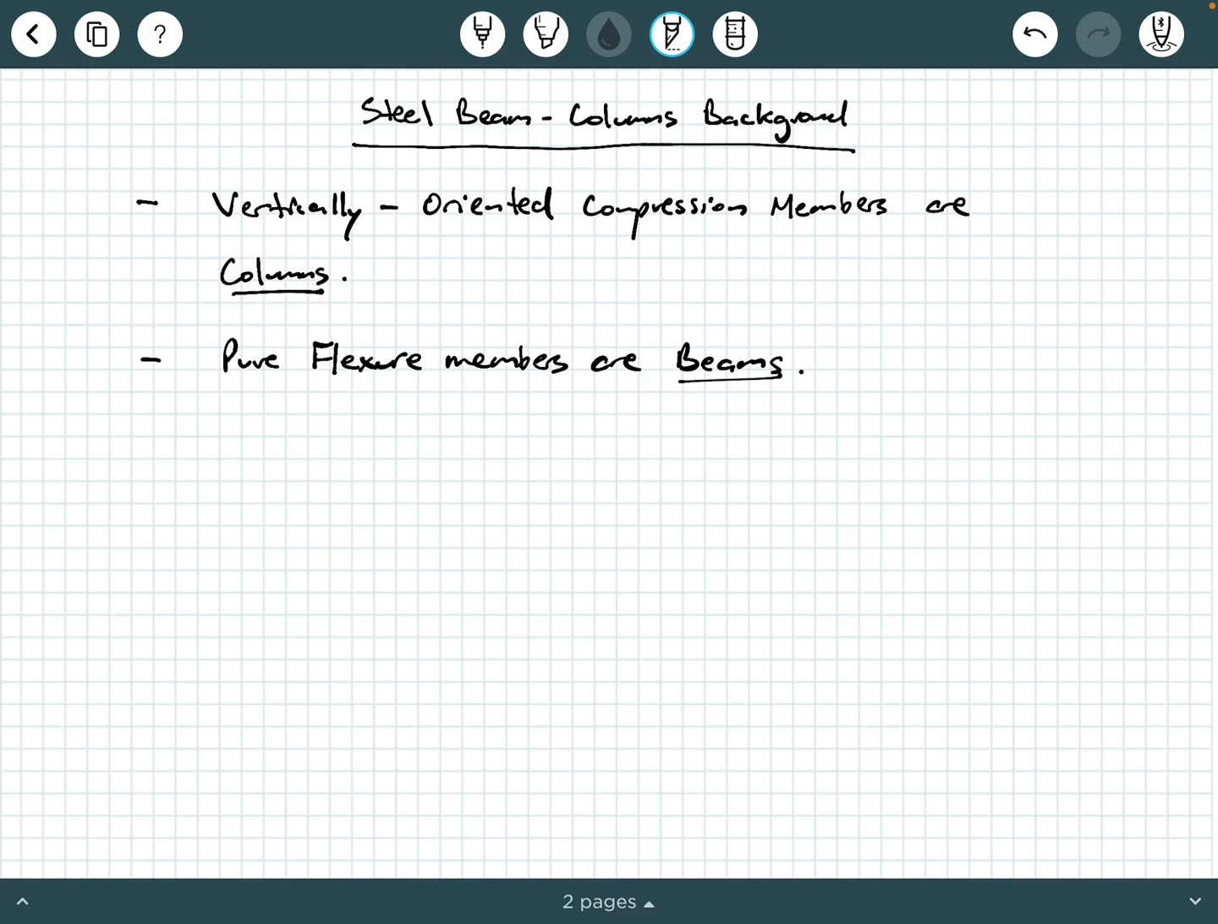Hey everybody, Dr. A here, and in this video we are going to be giving a brief introduction and background information on steel beam columns. If you recall, a vertically oriented compression member is typically known as a column. When we think of a pure compression member, we're thinking of a member that is almost exclusively supporting axial compressive loads. If it's oriented in a vertical direction, we commonly call it a column.